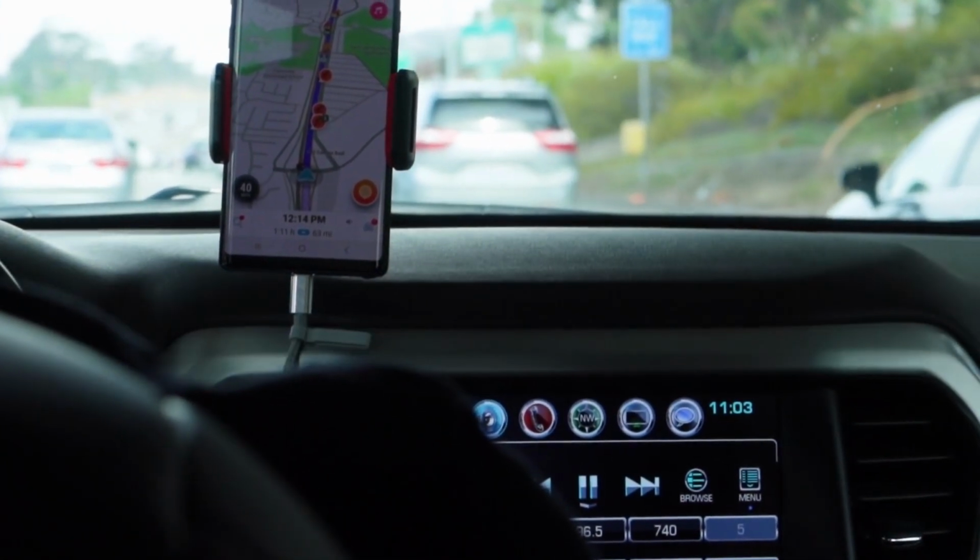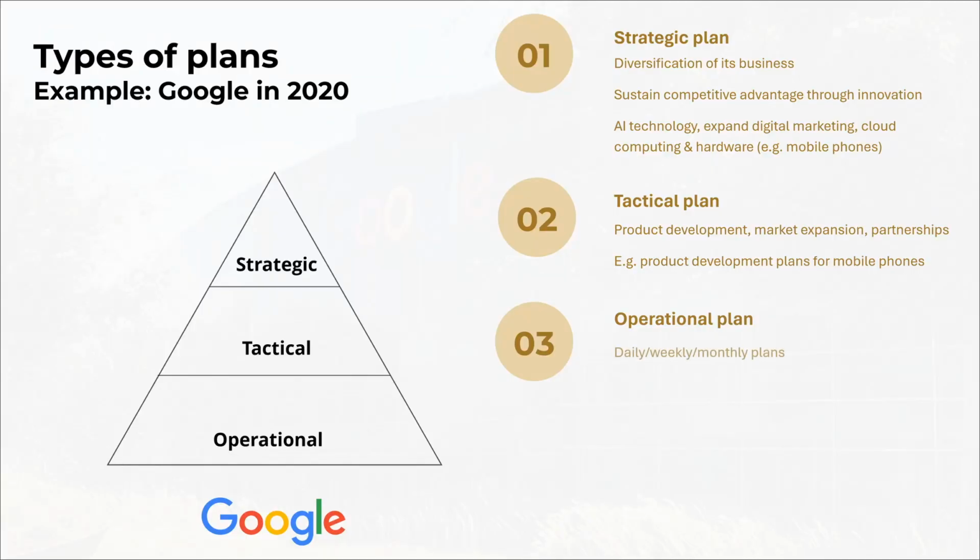These tactical plans were then translated into operational plans, and operational plans are typically on a monthly or weekly basis, and they refer to the day-to-day operational management of translating these tactical plans. In this case, Google focused on software development, on product launches for its mobile phones, as well as optimizing the entire supply chain logistics.